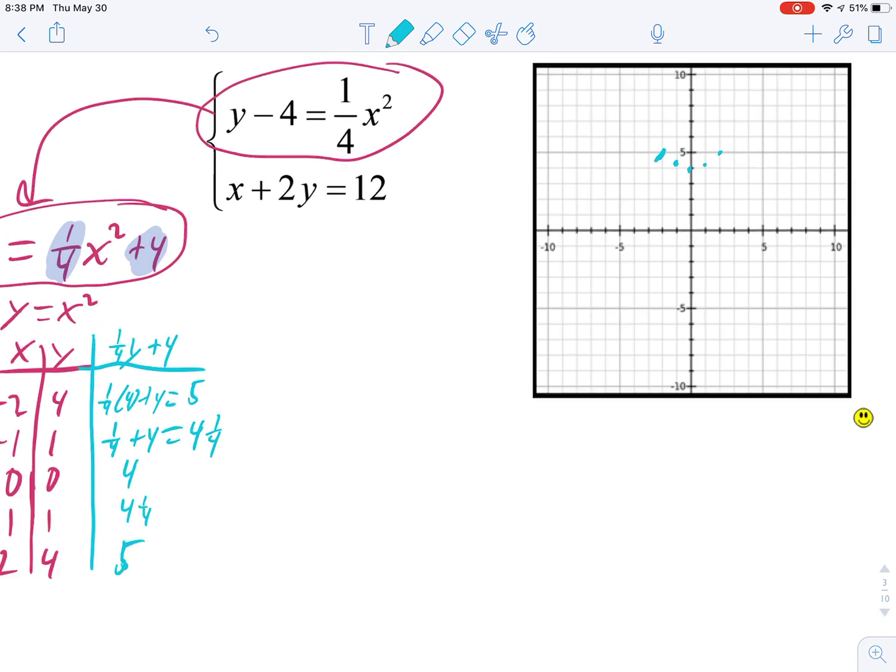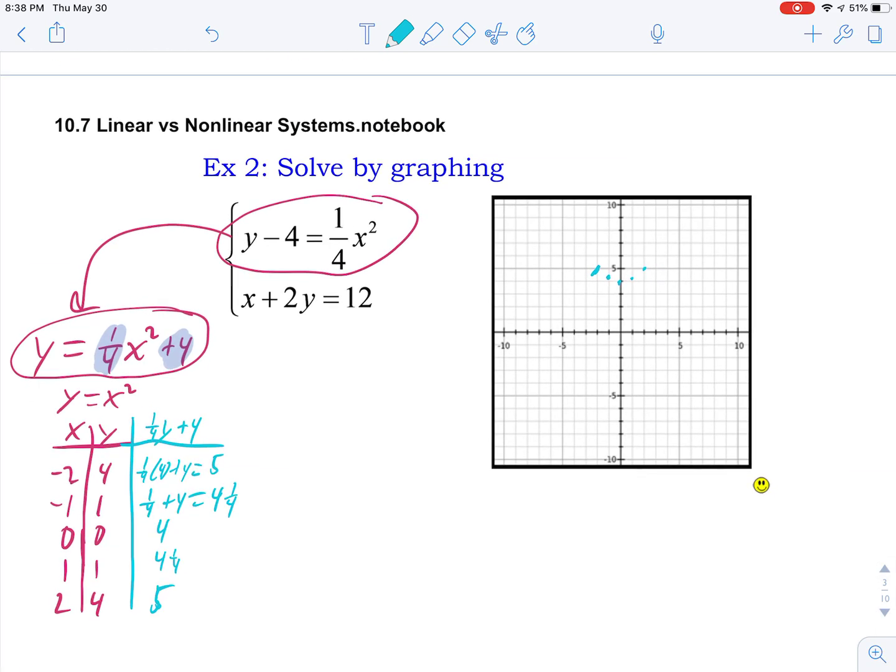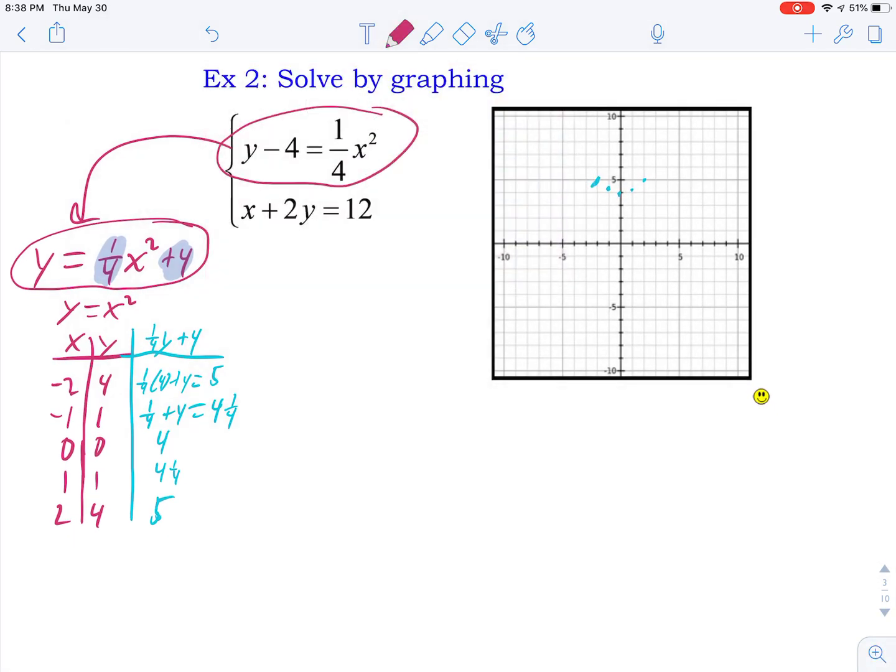And so I'd like to get a couple more points on that graph. So let's say if x is -4, the y value, -4 squared is 16. And so 1/4 of 16 is 4, plus 4 gives me 8. So that's going to give me -4 and 8. That's a nice friendly number up there. And then on the other side, if I go with +4, I also get 16, which also gives me 8, kind of using the symmetry of the quadratic to get me another point. So 4 and 8 on the other side.